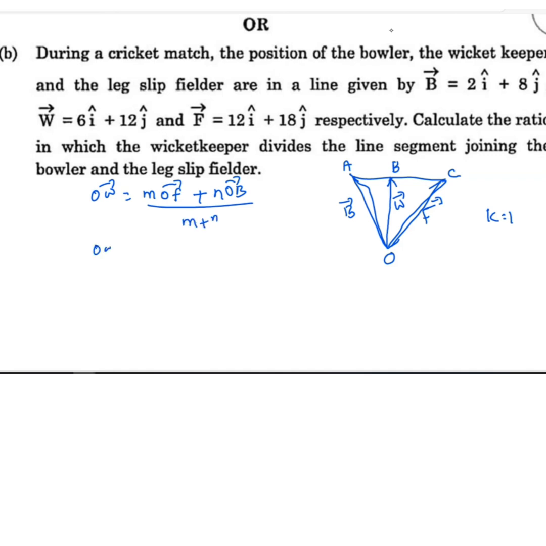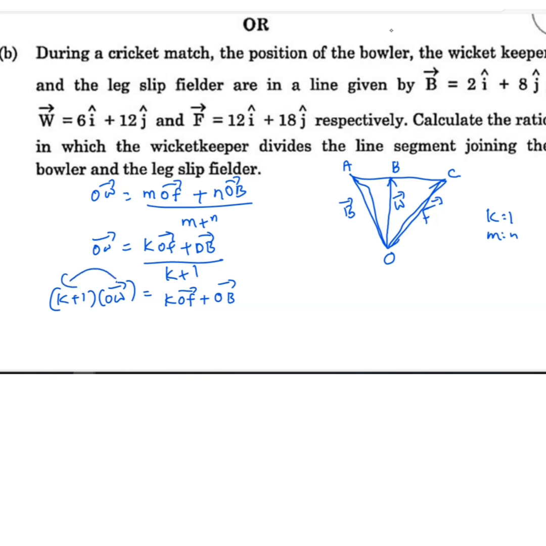Now OW vector equals, with M is to N as K is to 1, K into OF vector plus 1 into OB vector divided by K plus 1. Now if you cross multiply, K plus 1 into OW vector equals K OF plus OB. Removing the brackets, we get K OW vector plus OW vector equals K OF plus OB vector.